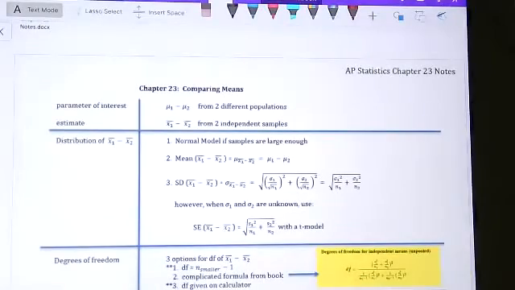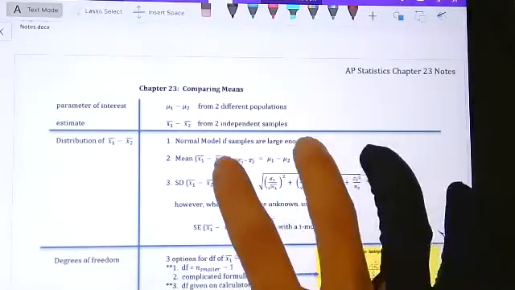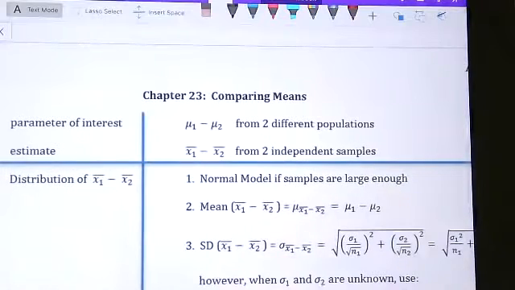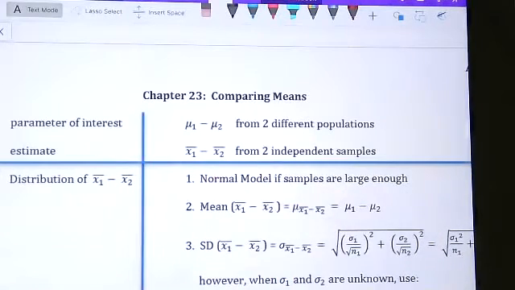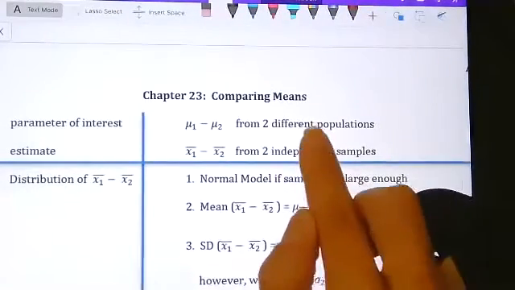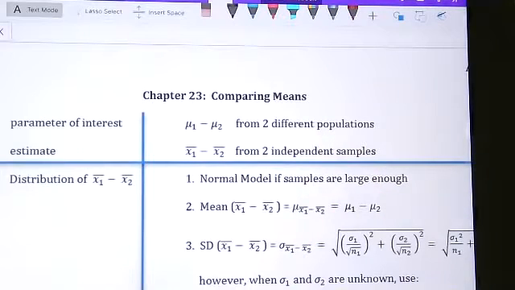Okay, so two means works very similarly to two proportions. In other words, we have two different populations and we are interested in the difference in the two means from those two different populations. So the difference in mean height between men and women, for example, or the mean number of hours spent studying, comparing freshmen to seniors, whatever it happens to be, you've got two distinct populations. And then we are comparing the mean of some measurement for each one of those populations.